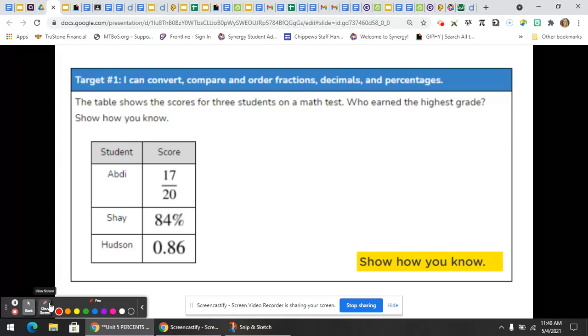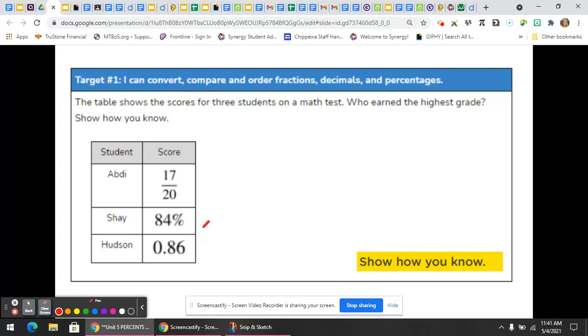Target 1 here, it says the table shows scores for 3 students on a math test. Who earned the highest grade? What's challenging about this one is we've got a fraction, a percent, and a decimal. So you can do it many different ways.